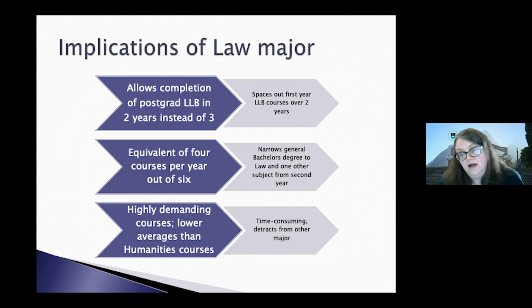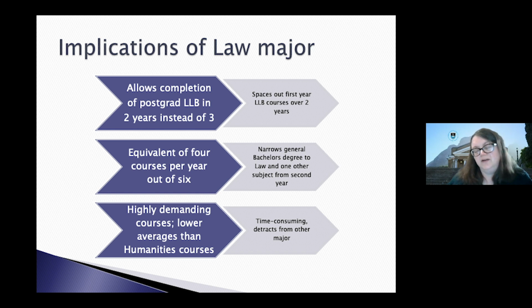Okay. It's a very intense major. I tend to suggest don't do it unless you have a deep, desperate desire to be a lawyer. It's not something you do casually. Okay. So it allows the completion of the postgrad LLB in 2 years instead of 3.